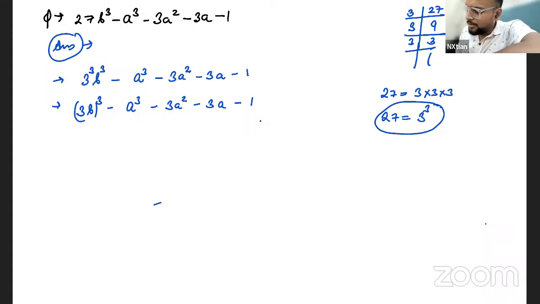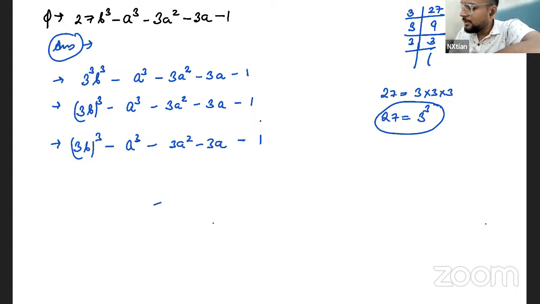Okay. Now, this is one term: 3b cube minus a cube minus 3a square minus 3a minus 1. Now, can I write 1 as 1 cube? Because I know that if I do 1 cube, it equals 1 into 1 into 1, so the answer is 1. Can I write it like this? Yes. Now I'm solving this part, okay? This part.